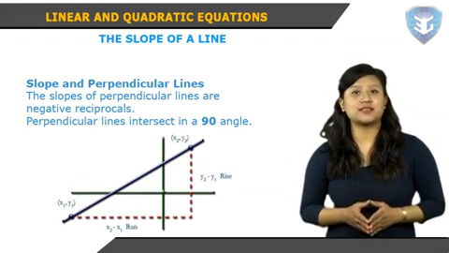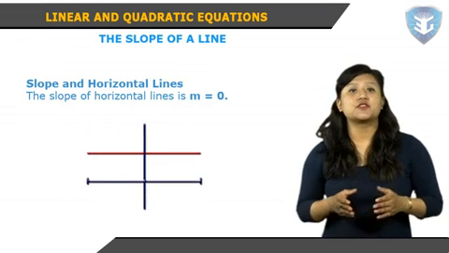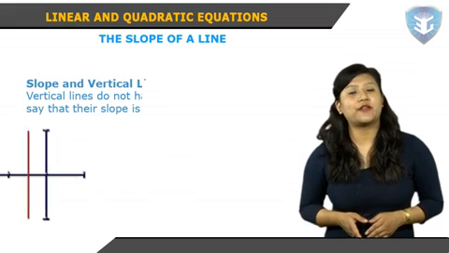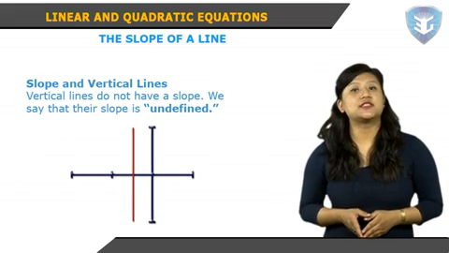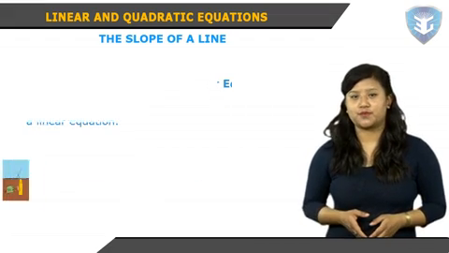Perpendicular lines intersect in a 90 degree angle. Slope and horizontal lines: the slope of horizontal lines is m equals 0. Slope and vertical lines: vertical lines do not have a slope. We say that their slope is undefined.